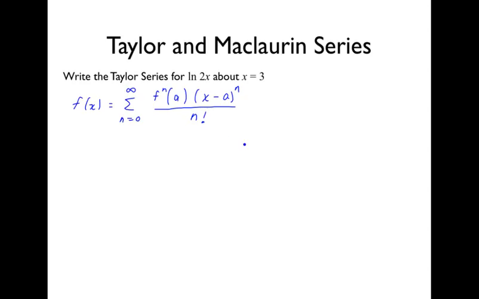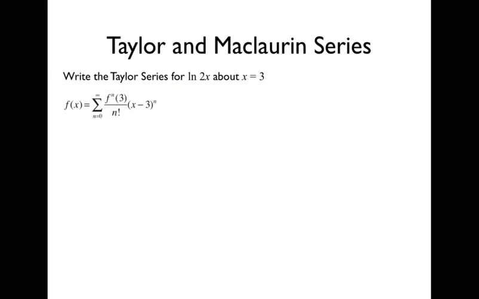Okay, so we're going to do this one. Our function is natural log of 2x, and we're going to center around x equals 3. That's the example, and we're going to build this from scratch. The x minus 3 to the n is a piece of cake, we just write it down. The factorial, we just write it down for each term.